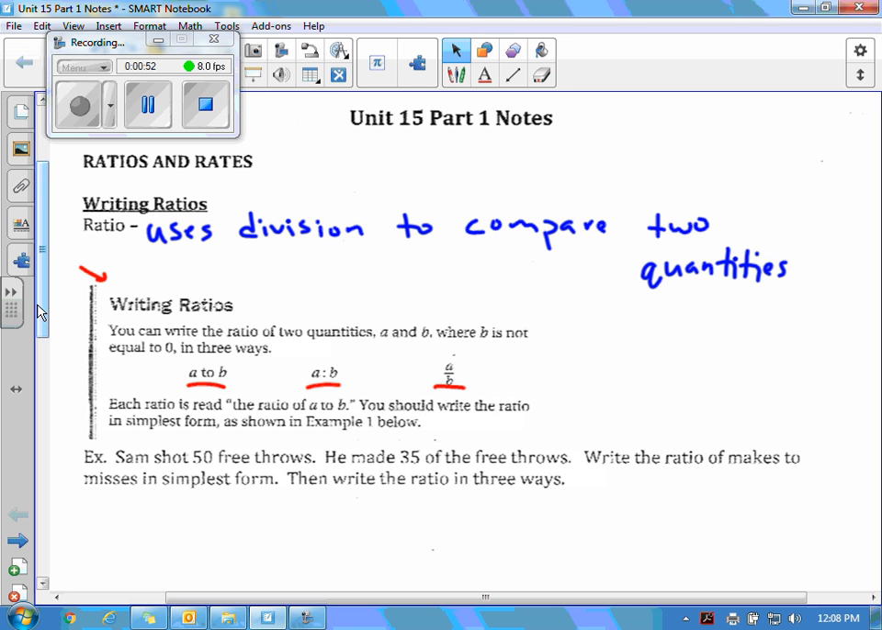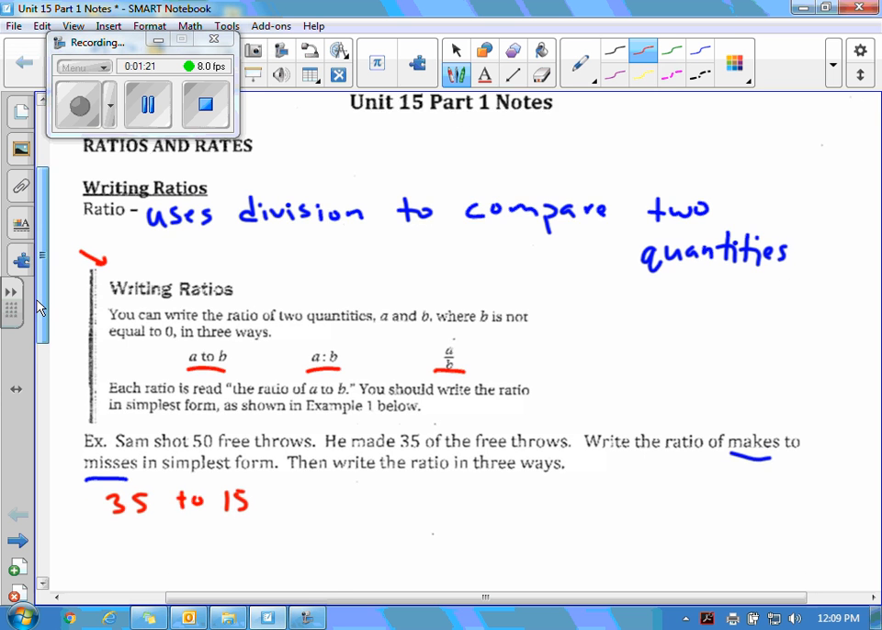It says, Sam shot 50 free throws. He made 35 of the free throws. Write the ratio of makes to misses in simplest form. So we need to make sure we underline that. We're going makes to misses. So it says that he made 35 out of 50. So he made 35, and that means that he missed 15. So I can write that 35 to 15. And that's the first way I'm going to write it.